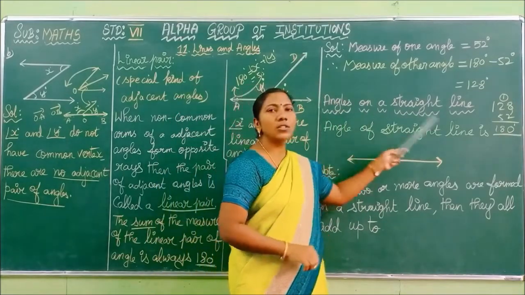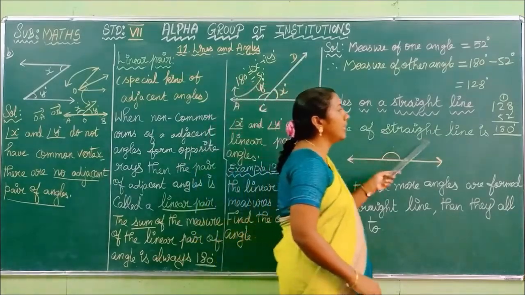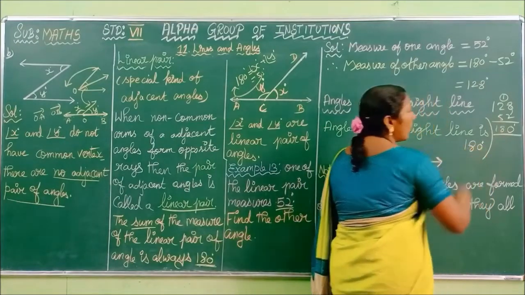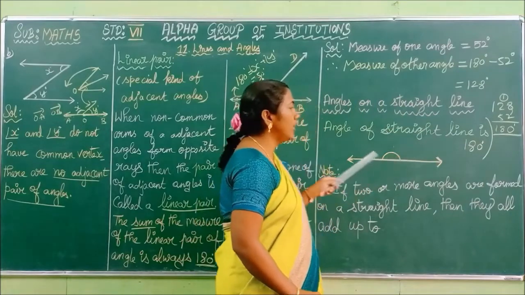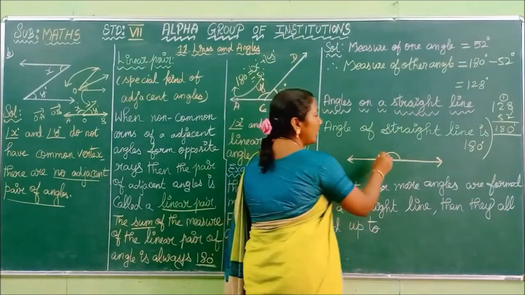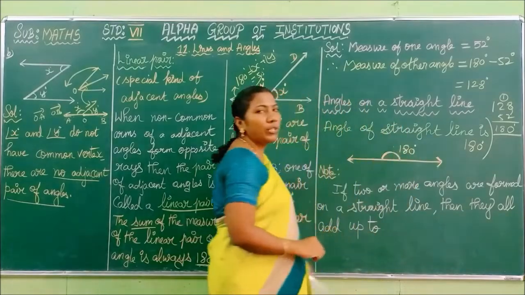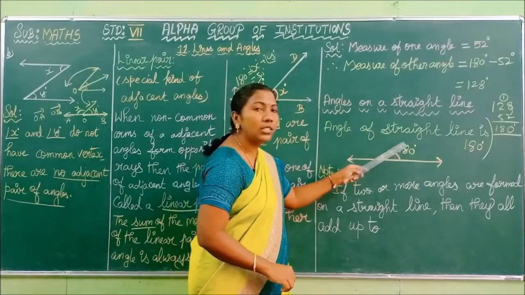Angles on a straight line. We always know that the angle of a straight line is 180 degrees. This is a line. And what is the angle? 180 degrees. Okay, keep this in your mind. We know that a straight angle is 180 degrees.